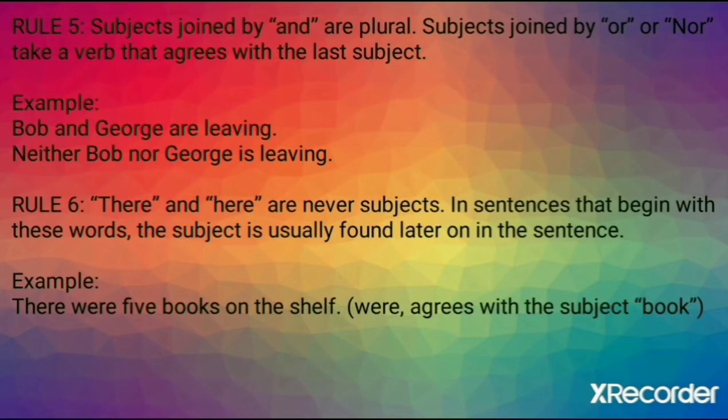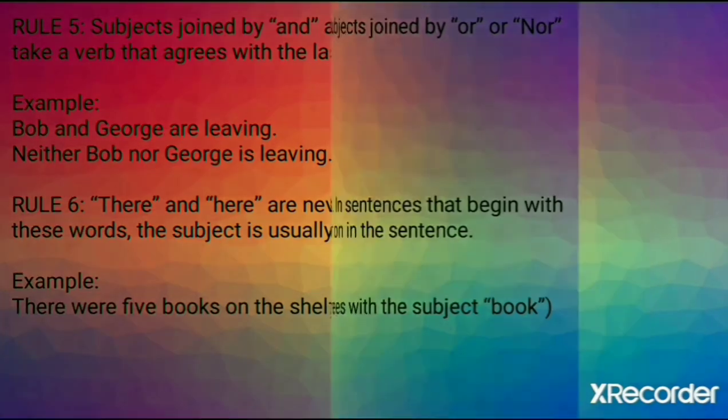In this sentence, "there" is not the subject. It cannot be a subject. We are speaking about books. So the word books is the subject, not there. So the verb "were" is used. That is a plural verb and a plural subject.